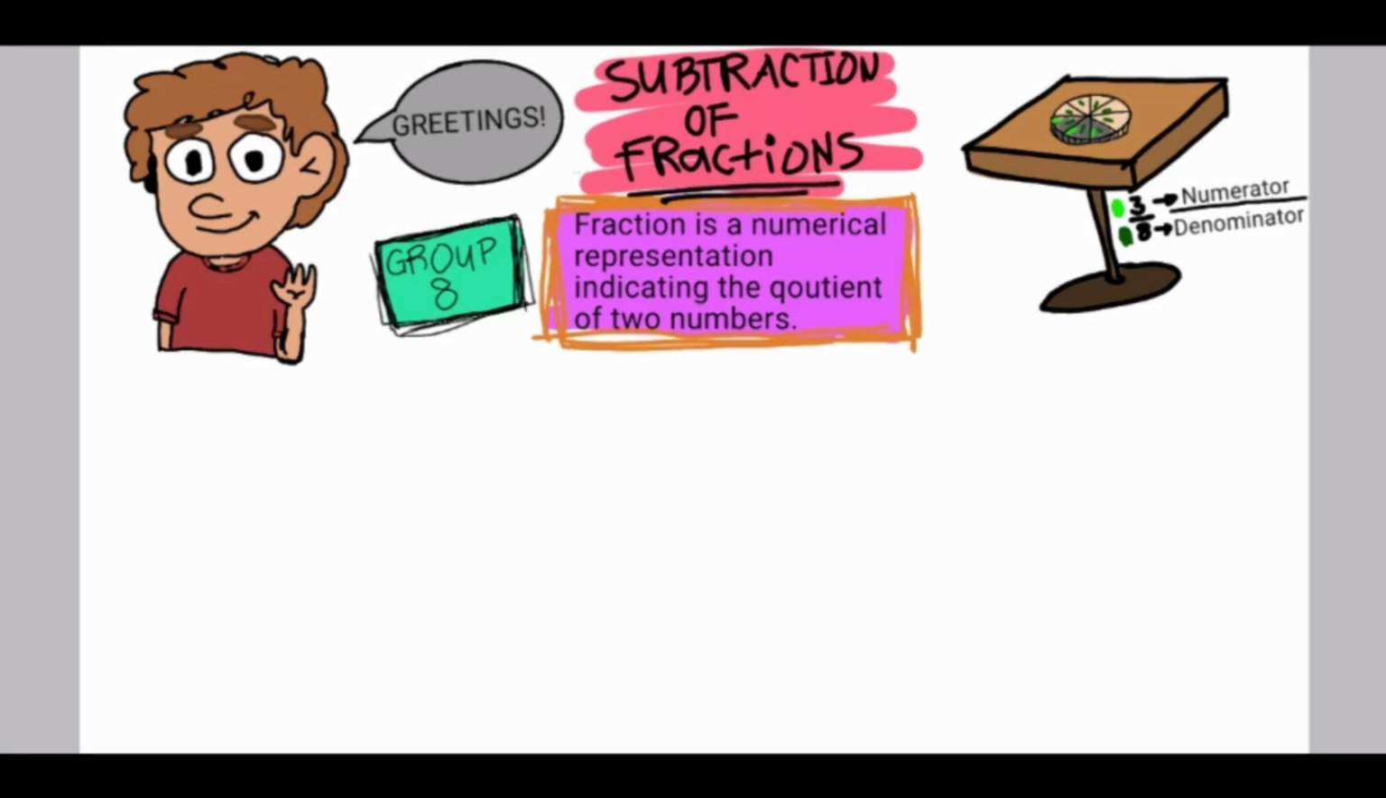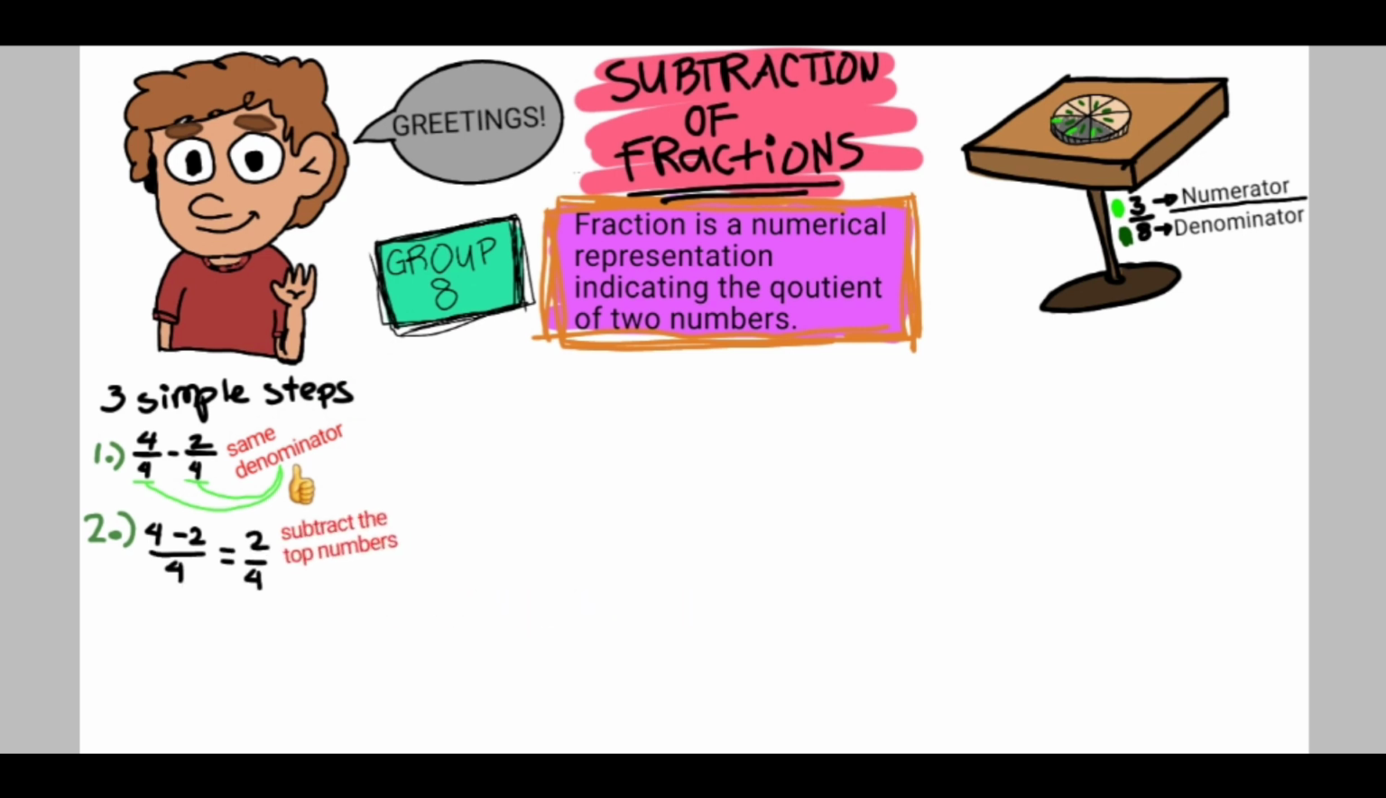Now that we know what a fraction is, we can now learn how to add and subtract them. In our case, we will be teaching you how to subtract a fraction. There are 3 simple steps on how to subtract fractions. Step 1. We have to make sure that the bottom numbers, or the denominators, are the same. Step 2. Subtract the top numbers, or the numerators, and put your answer over the same denominator. And step 3. Simplify the fraction if needed.